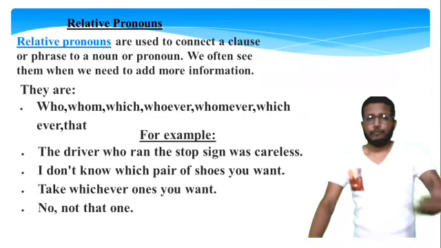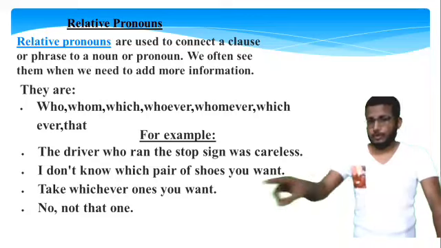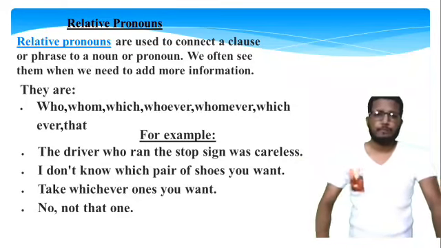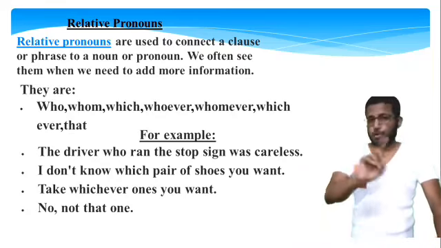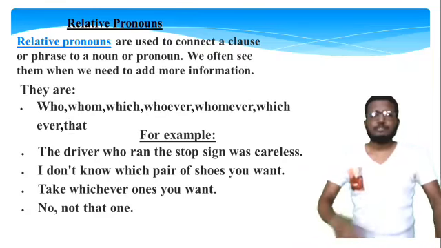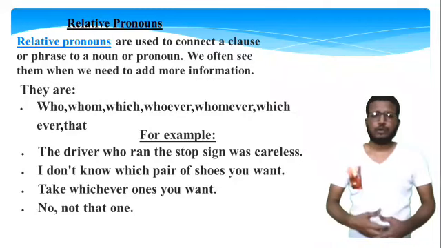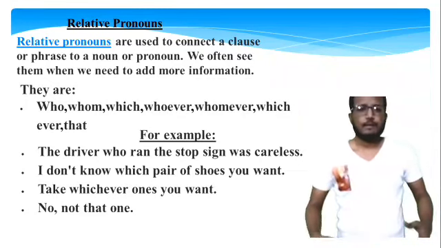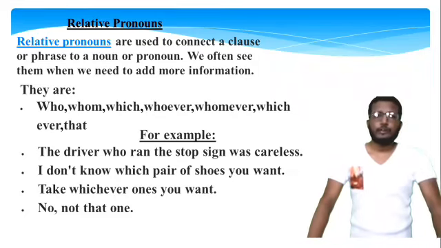After that, the other example: take whichever ones you want. No, not that one. No, not that one. So many are there; you are giving me something and by mistake you have chosen something wrong to give me, and I am saying no, not that one. So these types of words, which, who, what, we are using here to describe something or to add more information. For that reason they are called relative pronouns. Follow the examples very carefully.